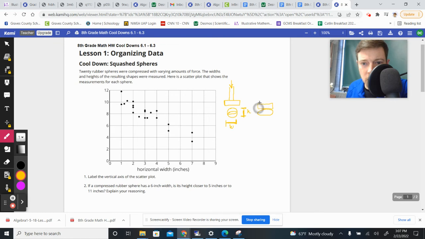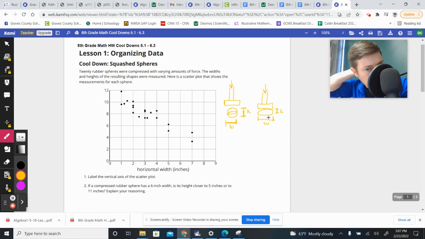Oh man, my drawing here is fantastic. I'm so proud of myself for my drawing. I know you guys are too. But you can see that the height is going to shrink as the width grows wider because you're squishing it. That's just the nature of a ball under pressure. As that force increases, the height goes downward, and as the height shrinks, the width expands.